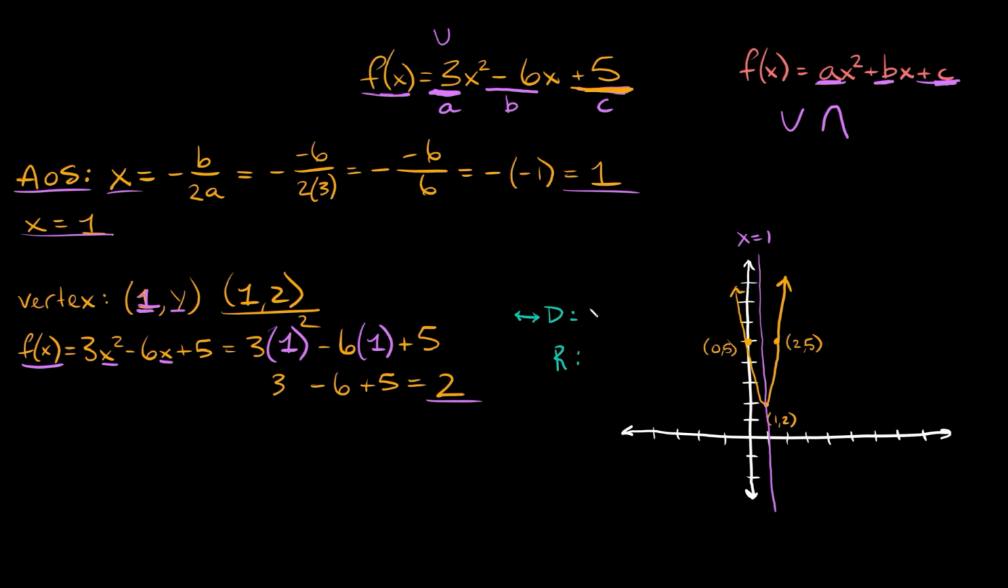So for all your parabolas, it's always going to be the same thing. It's always all real numbers. Or you could write it as negative infinity to positive infinity, like that.